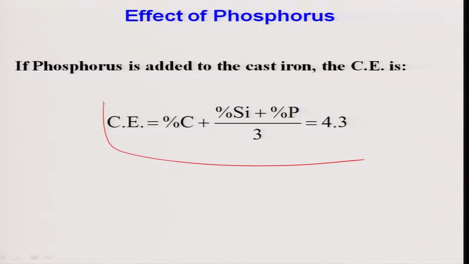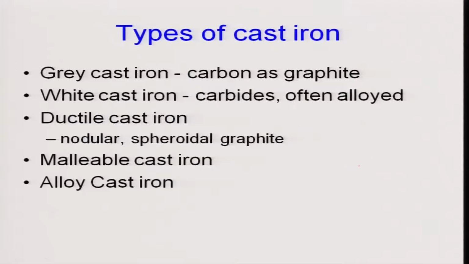So, basically, if you have a cast iron with silicon, phosphorus and carbon, and you want a 4.3% carbon equivalent, then this is the formula you have to use to determine the silicon and phosphorus content you need to get to the 4.3 ballpark figure. So, that is the effect of silicon, that is the quantification of silicon. I have discussed this for the last 5-10 minutes, in the last class and this class.